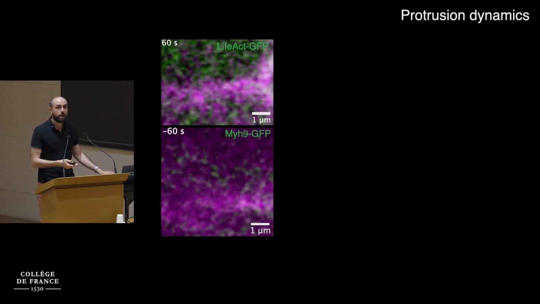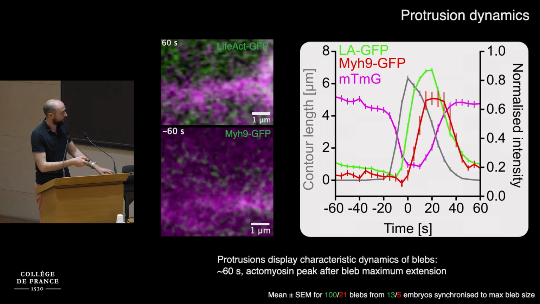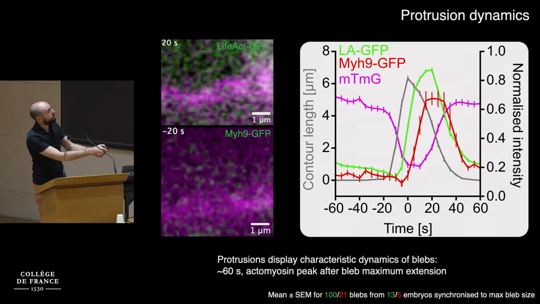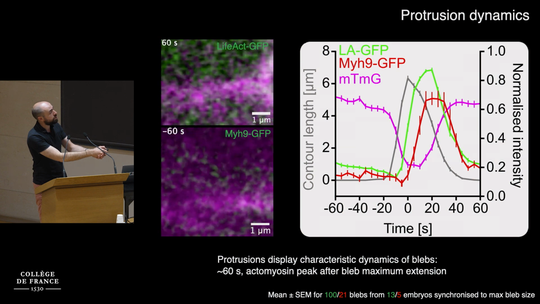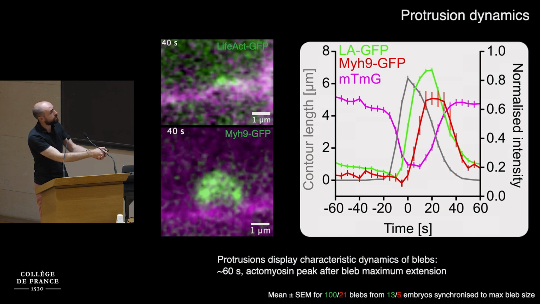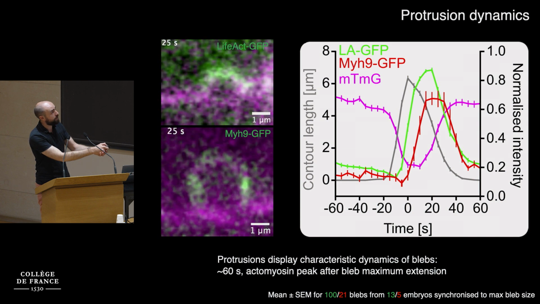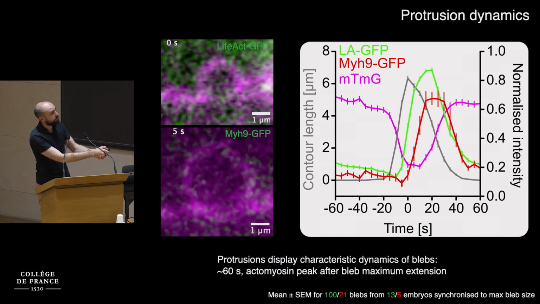You can quantify this behavior. The graph is a bit complicated. I will guide you through. You have 4 curves, unfortunately. So let's look at the gray one for now. So the gray curve is showing you the size of the protrusion, which grows within 10 seconds. It's a very fast growth. And then it shrinks within 40 seconds.